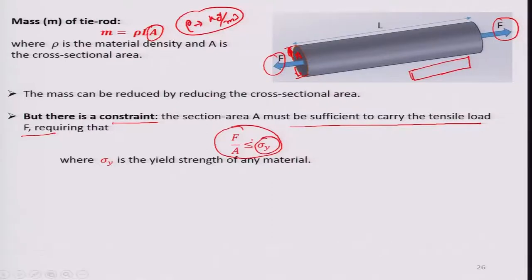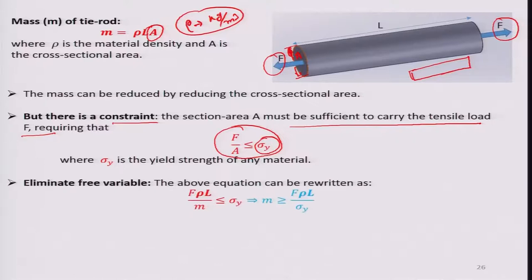Okay. Now eliminate the free variable. So, what are we doing? We are substituting the value of cross sectional area from here. What will be A is equal to M by rho L.